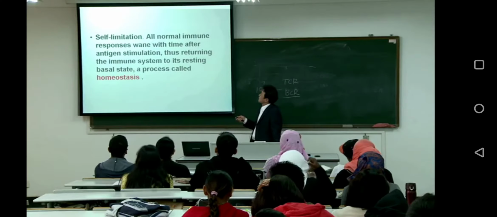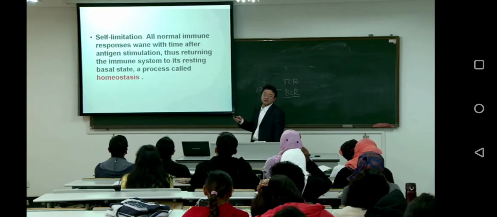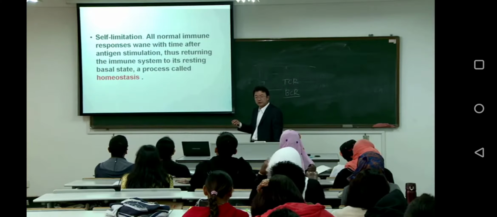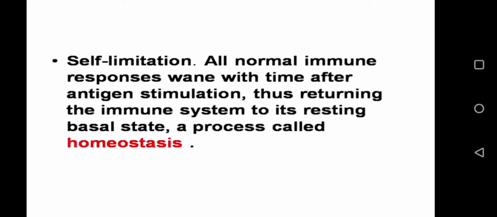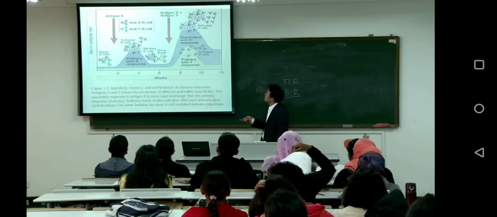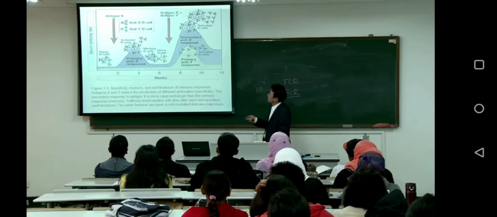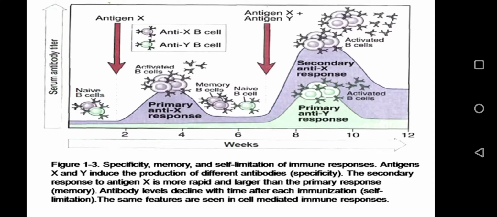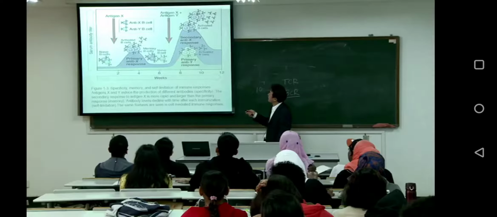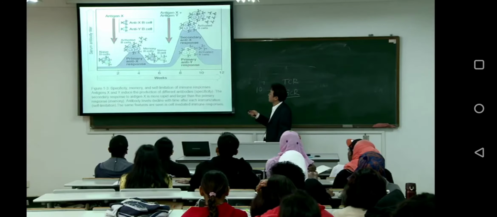The fourth is self-limitation. We already talked about these features last week, so right now I will just briefly review this picture, self-limitation, which we call homeostasis. And this is the primary immune response. And this is the secondary immune response, stronger and more rapid. And then this is the primary immune response.